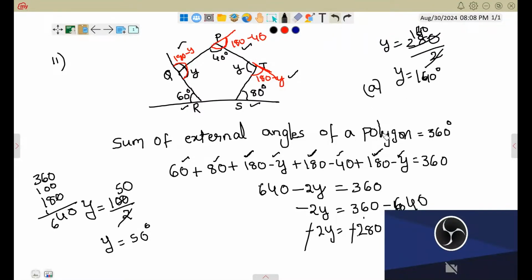Do you understand? No confusion? We only made a mistake in the addition, and we corrected it. Now it is 640. Send the 640 to the other side, minus 640. Simplify, you get 280, the minus signs cancel, y is equal to 280 by 2, so y is equal to 140. If everybody got the answer, type the answer 140, then we go to the next problem.